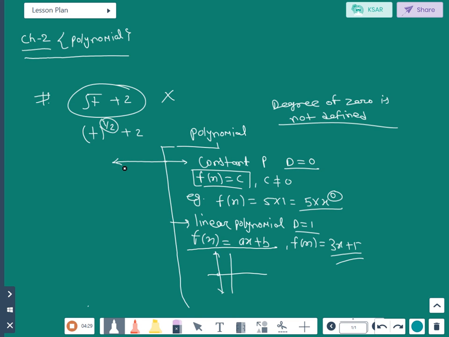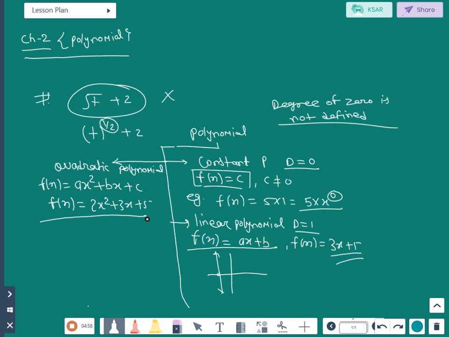quadratic. Till linear was already discussed in 9th class. Now quadratic. Quadratic polynomial. What is the standard form or general form of the quadratic polynomial? ax square plus bx plus c, where a, b, c are real numbers. For example, f of x equals 2x square plus 3x plus 5.